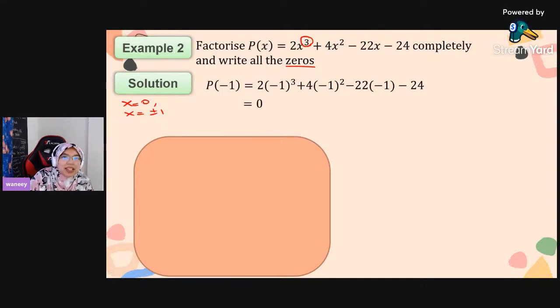This method is called trial and error. Trial and error, because we want to find it. But if you want to do it in a smart way, where when you try, you're definitely going to get your answer directly, for that you have to use your calculator.